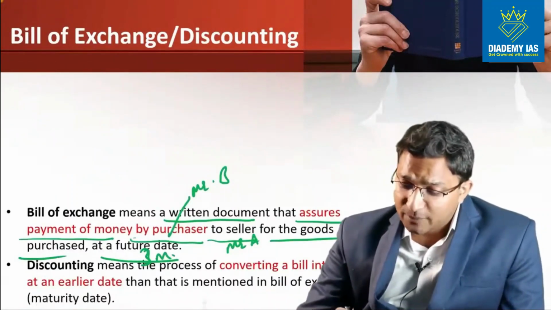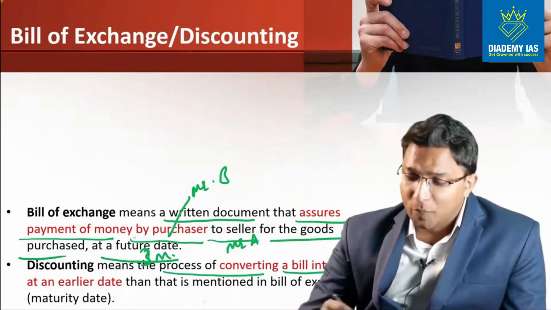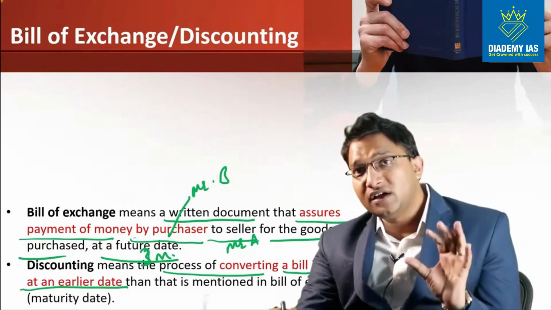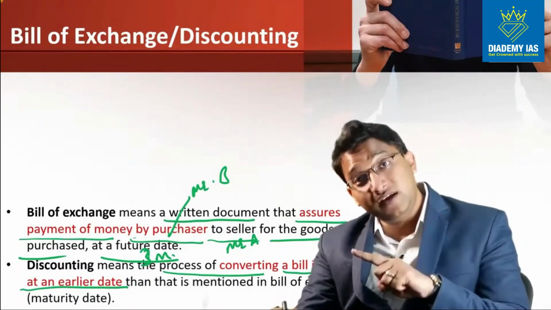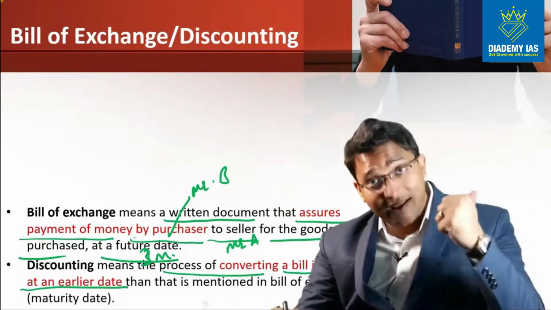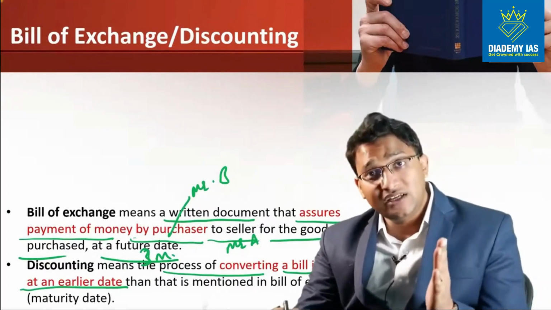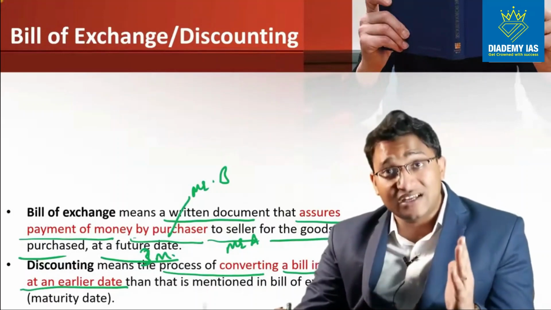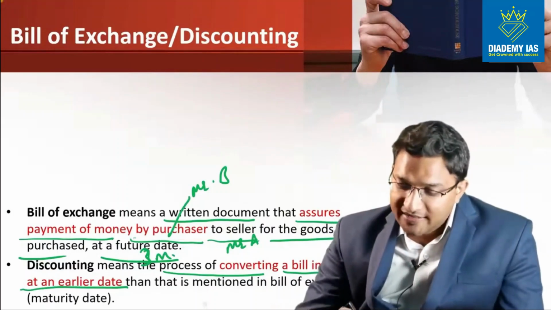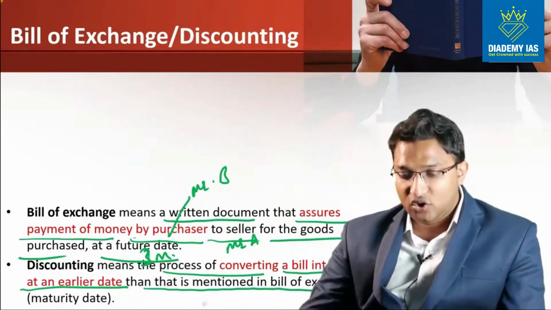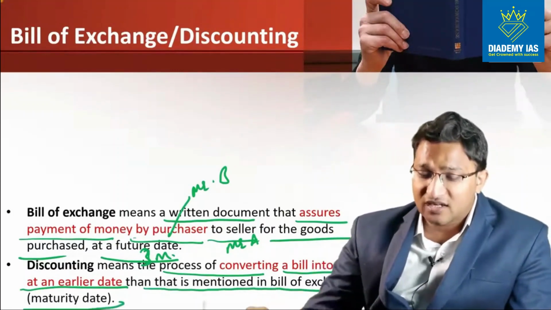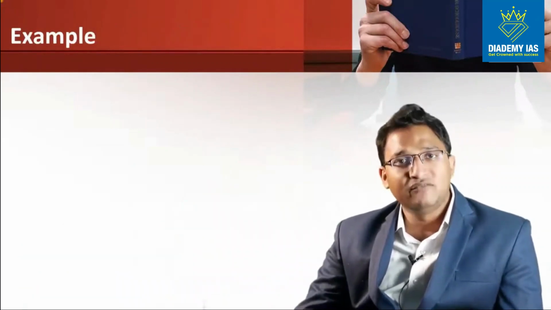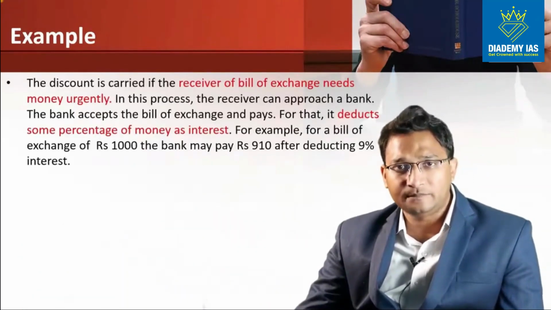Discounting refers to the process of converting the bill into money at an earlier date, right? So Mr. A converted the bill of exchange which he received from Mr. B into cash from his bank SBI at an early date. He did not wait for the 3 months, rather he converted it into cash immediately, today only. The maturity date mentioned in the bill of exchange is basically the 3 months in our example.